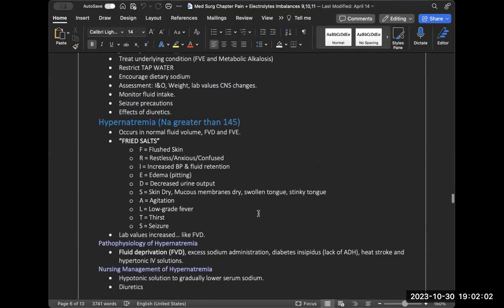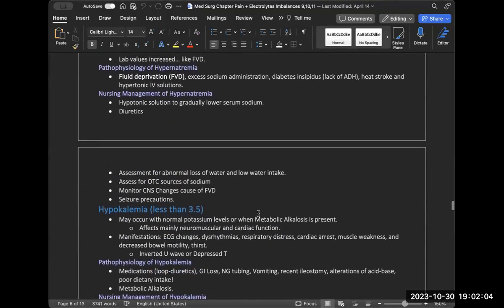Some causes I mentioned before: fluid volume deprivation can potentially cause hypernatremia, as can too much salt intake, and hypertonic solutions can cause hypernatremia because they have more salt. That's exactly why we wouldn't give a hypertonic solution to someone who has hypernatremia. We give a hypotonic solution.